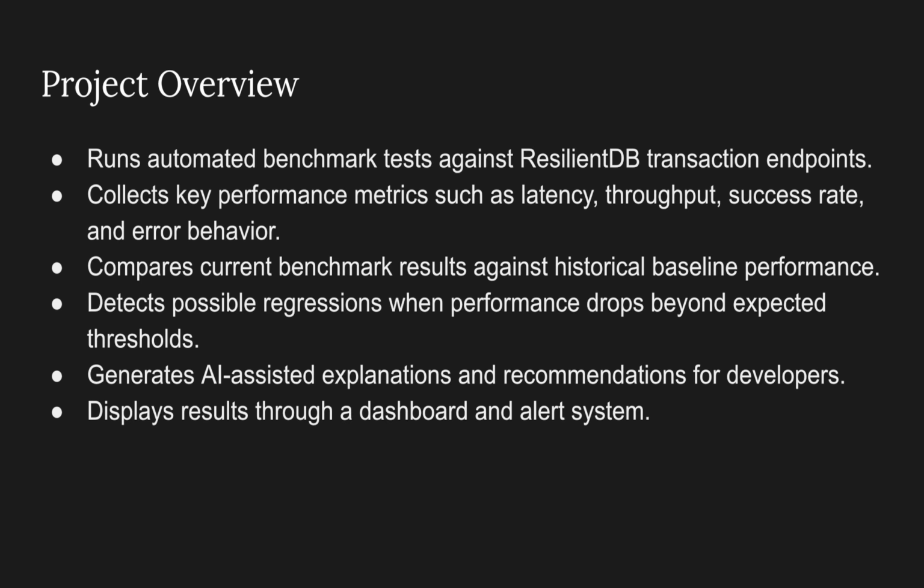If ResPulse detects that latency has increased, throughput has dropped, or success rate has changed beyond the set threshold, it flags that as a possible regression, and then the system generates AI assistant explanations to make the results easier for developers to understand. So instead of just showing raw numbers, ResPulse tries to answer three questions. What changed? How serious is the change? And what should developers look into to fix this regression?